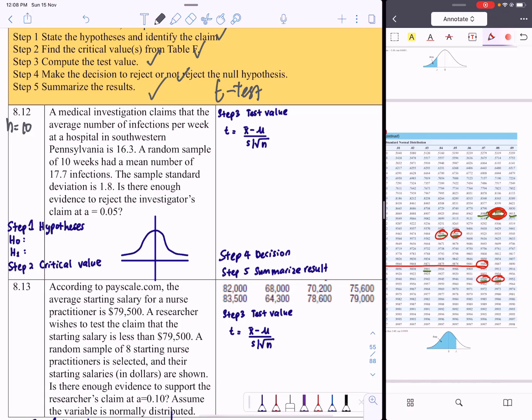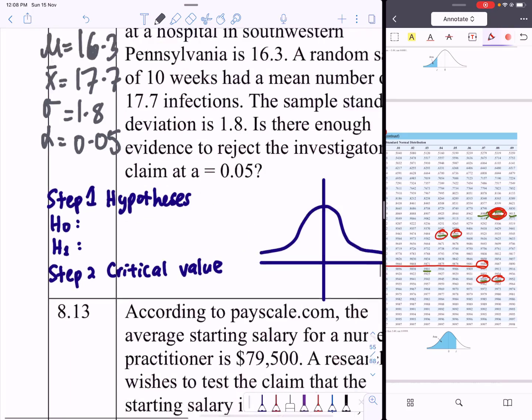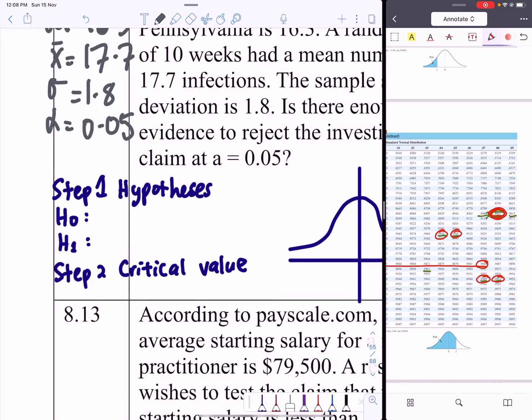And then we have the mean. Okay, the mean is 16.3. Please extract out all the information. The mean number for the sample is 17.7. The standard deviation is 1.8. The alpha will be 0.05. We do step 1.